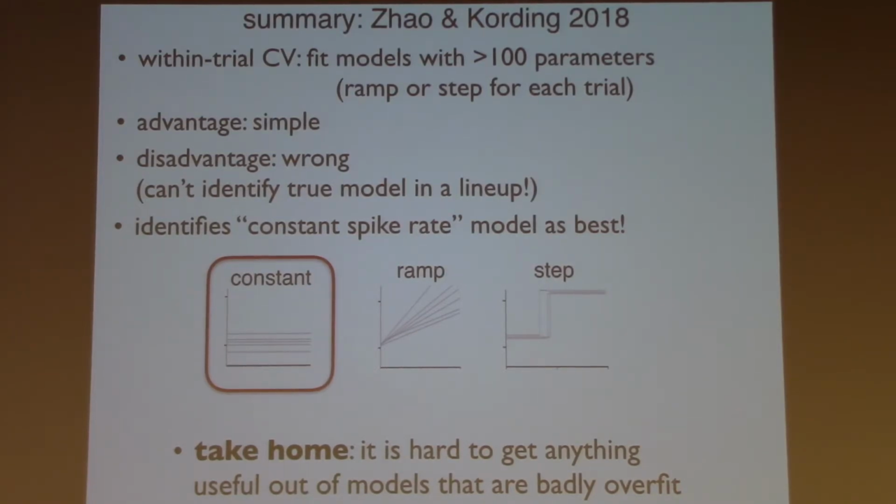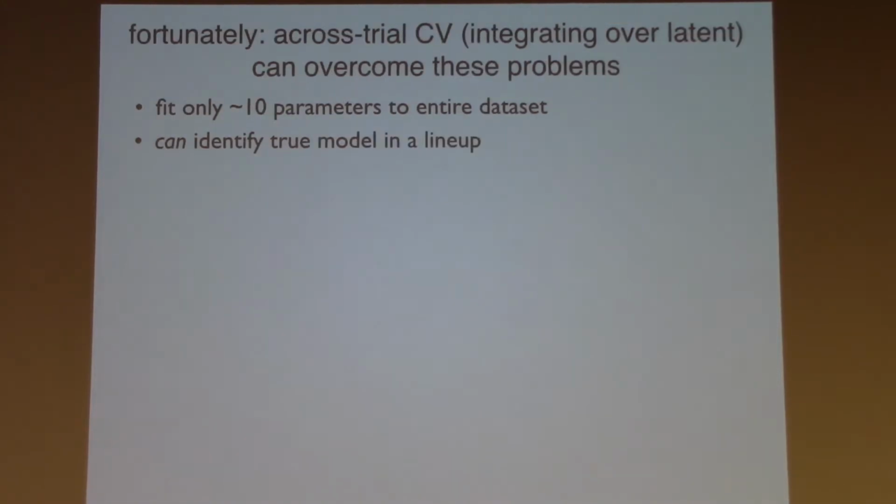Basically, as Conrad said, the constant model is simpler, and so it's overfitting less than the model with steps or ramps. All right? So cross-validation is great, and I'm excited about this idea that there could be constant variability in firing rates across trials. That's something we haven't yet incorporated into our models. But we should do that using a cross-trial validation.